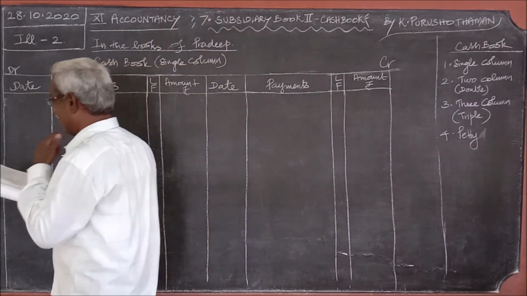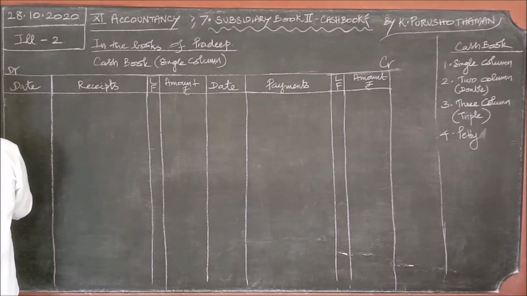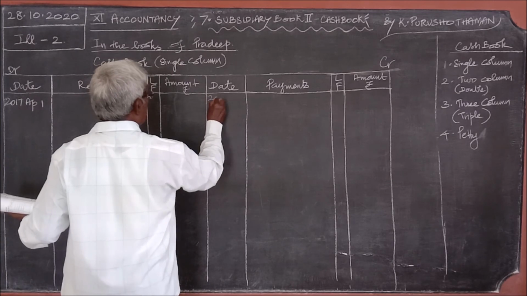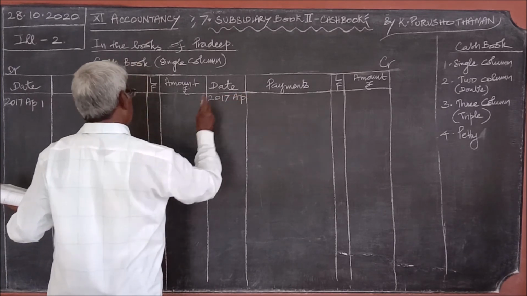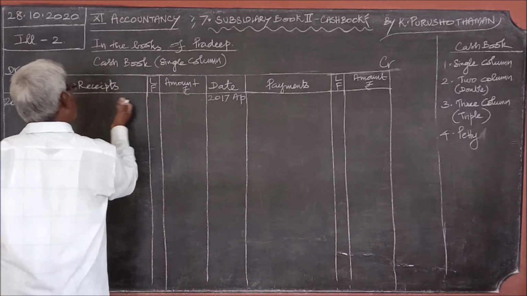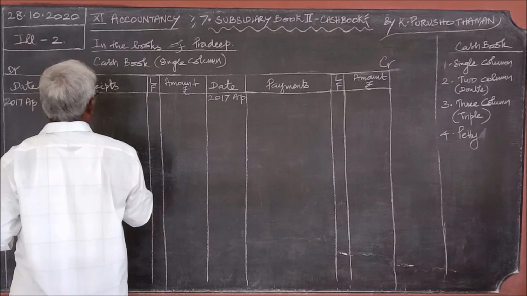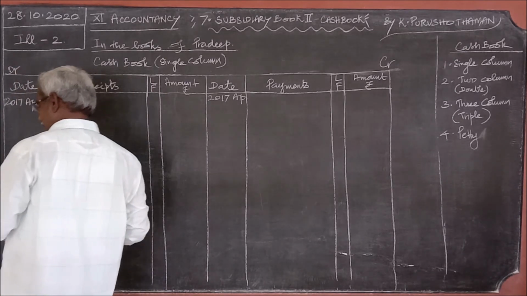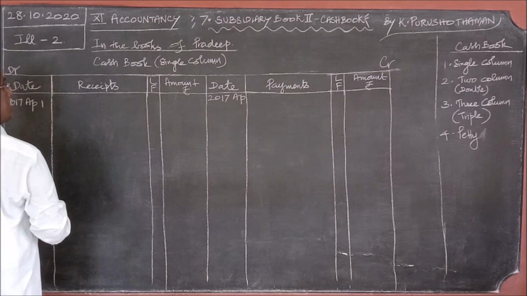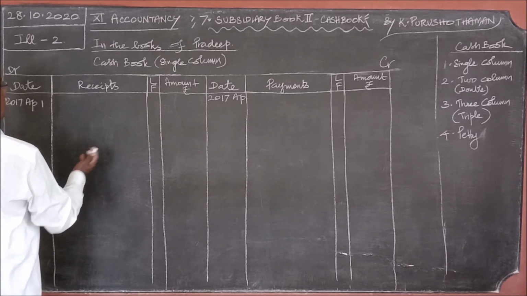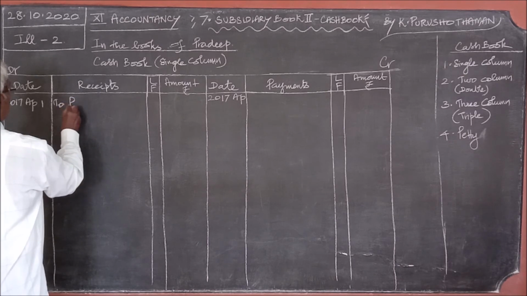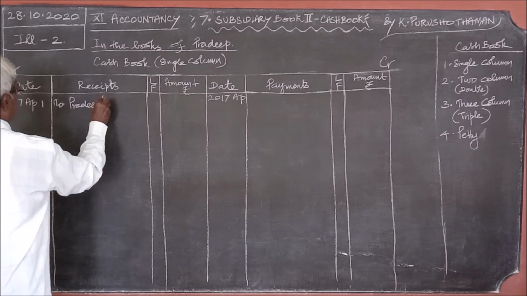See, the first sentence, 2017 April 1st. Let it be, we will write the date later. You must be very careful. When it is cash in hand or cash balance, you can write to balance brought down. But here, commenced business with cash. When some amount is invested into the business in terms of cash or in some other form, it is called the capital. So we should write to capital account. Here it is Pradeep's capital account, like what we do in journal.